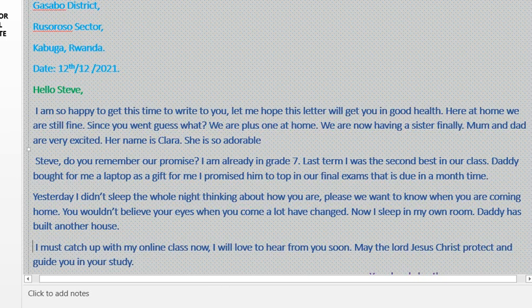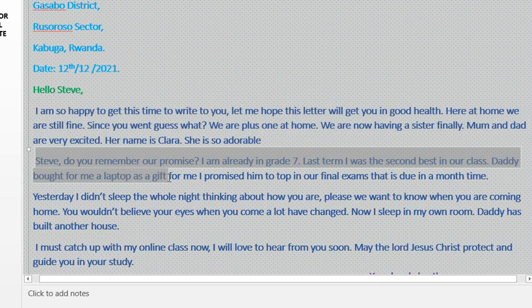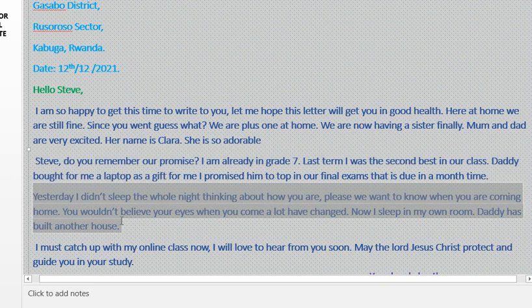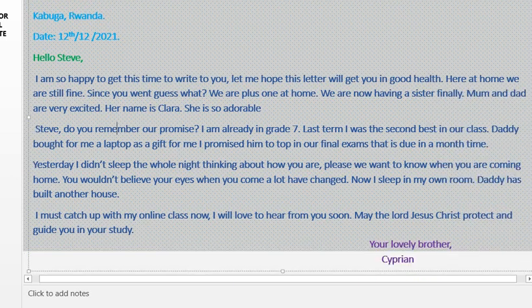You can see that our first paragraph is starting from the margin here. Then you skip a line, you start your second paragraph. After the second paragraph, you skip a line, you put your third paragraph. And then if you're done with the third paragraph, you skip a line, you put your fourth paragraph. Of course, after your salutation, you skip a line. Then you start writing your letter. And then let us look at the lower part of it.